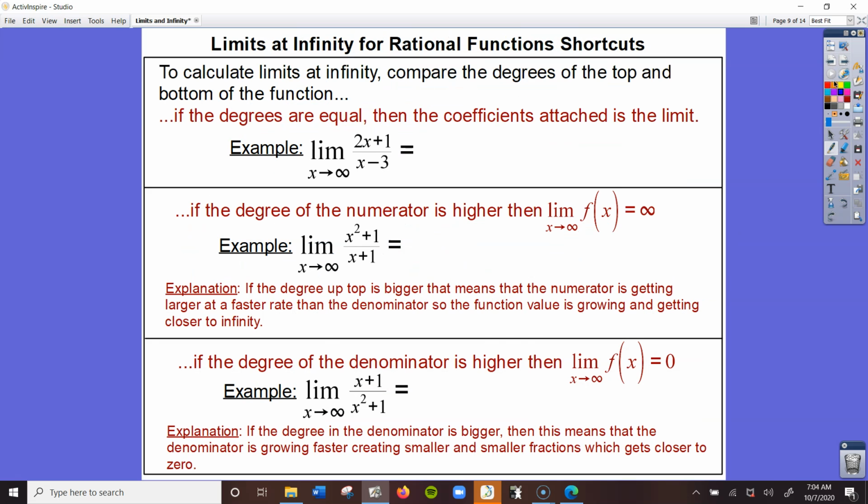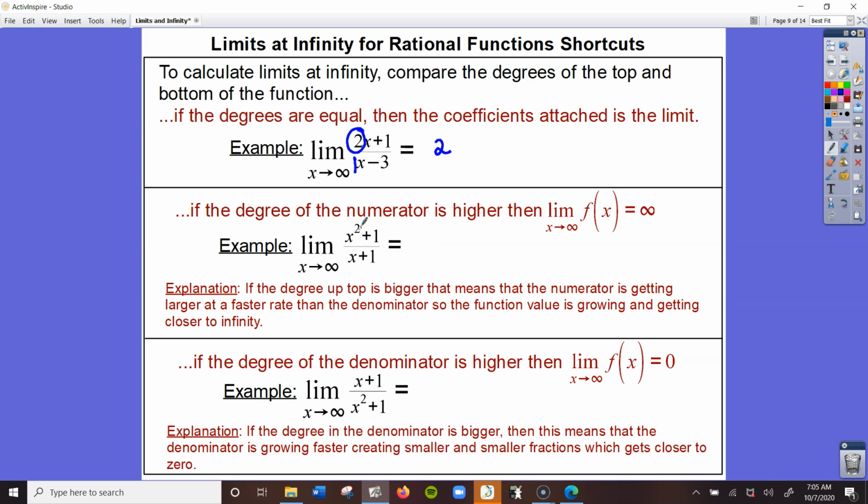Now, as I mentioned, there is a shortcut. Since you are finding limits at infinity, that means that you are trying to figure out those horizontal asymptotes, as we just saw in the previous slide. If the degrees are equal from the numerator and the denominator, so that's the shortcut, you're going to compare the degree of the numerator with the degree of the denominator. If they're equal, then you just divide the coefficients that are attached. So 2 divided by 1 is equal to 2. So this means I have a horizontal asymptote at y is equal to 2.